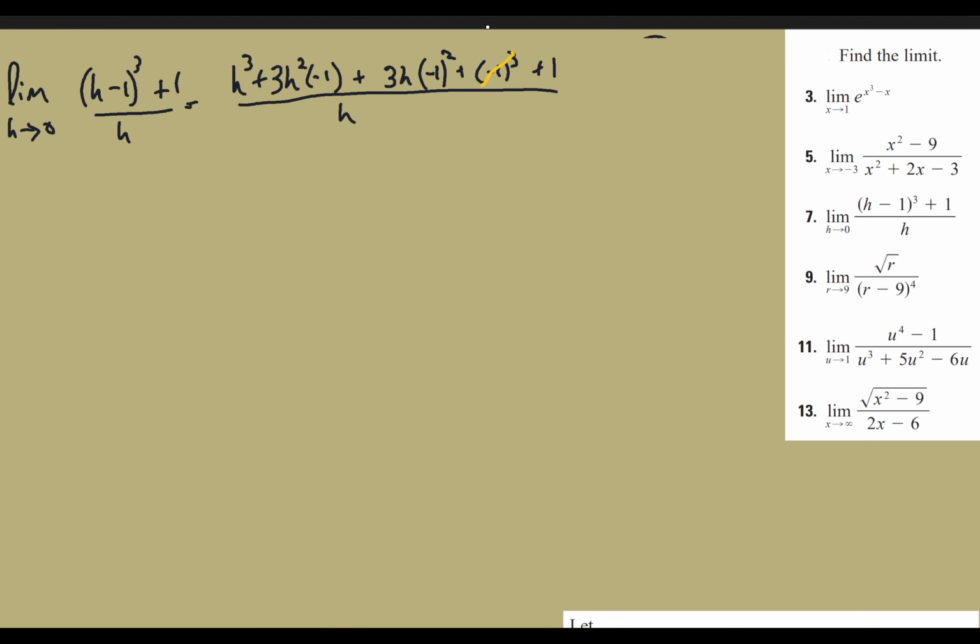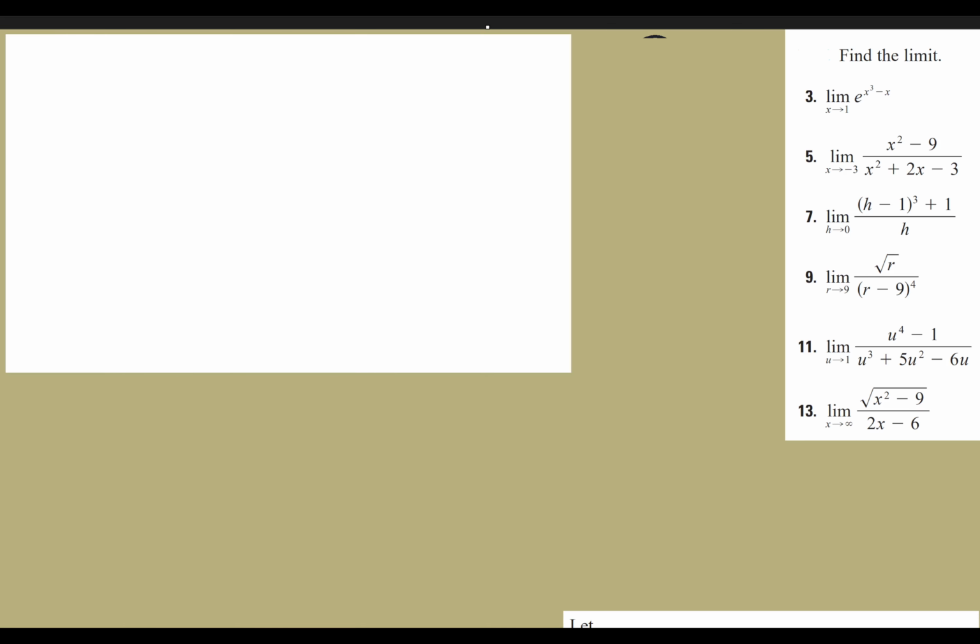So let's see what we've got. This is a negative 1 and a positive 1. That's out. So what I'm going to see here is h cubed minus 3h squared plus 3h, all divided by h here. So let's cancel one of these out of each. And we get h squared minus 3h plus 3 as h approaches 0. So this is 0, this is 0. So I think 3 is going to be our answer. You might want to double check me on that. It's up to you to make sure, but that seems right to me.